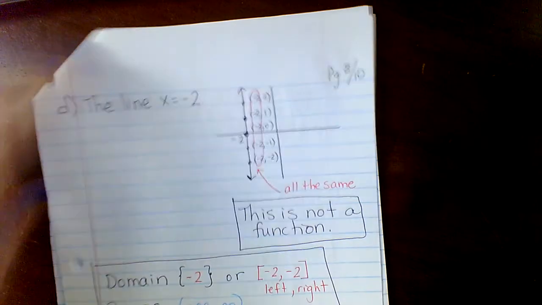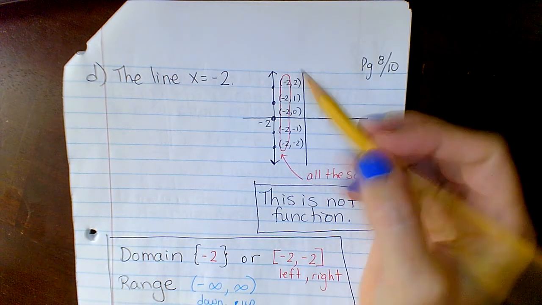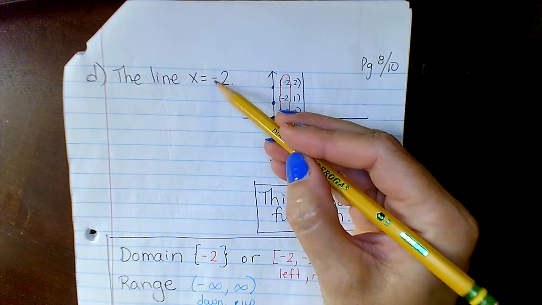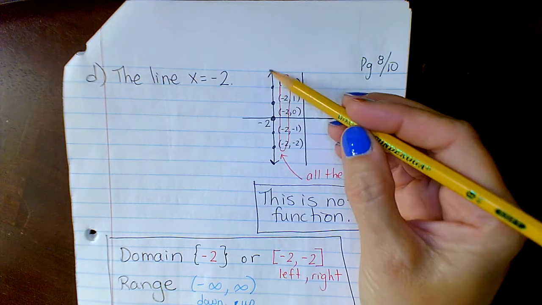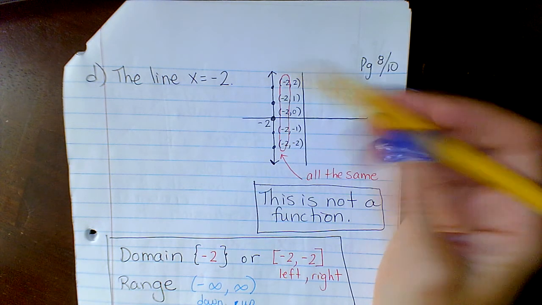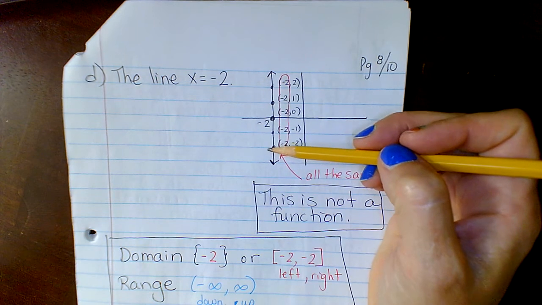Okay. What about the line x equals -2? This one, remember, is one of those special cases. It's a vertical line where you find -2 on the x-axis and then zoop, draw a line through it. So it's this line right here. Now, the vertical line test is kind of awkward to use on this because it itself is a vertical line.